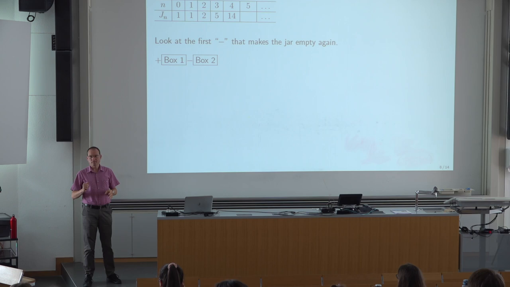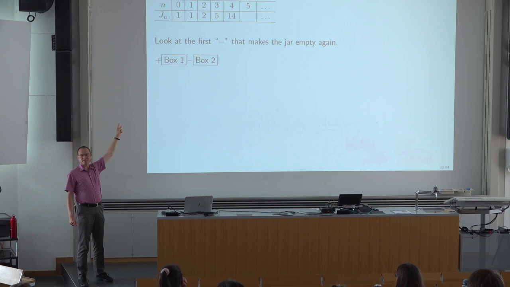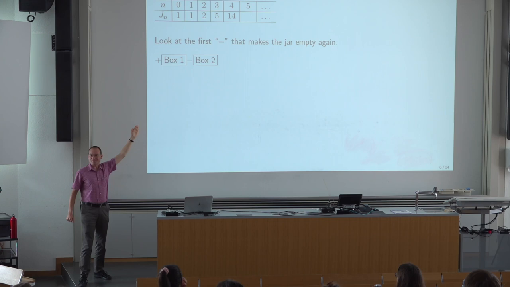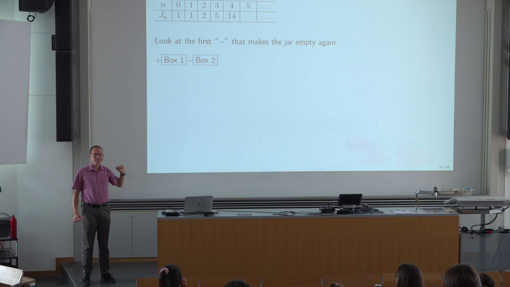Right, in box 1 you cannot have 2 minuses. In fact, is it possible that box 1 starts with a minus? Yes or no? No, because that would be the first minus. Very good, because then the first minus would happen in box 1. But the first minus that makes the jar empty again is that minus between box 1 and box 2. Therefore, box 1 cannot start with a minus. It must start with a plus. Very good. What else can you say about box 1 and box 2, yes?